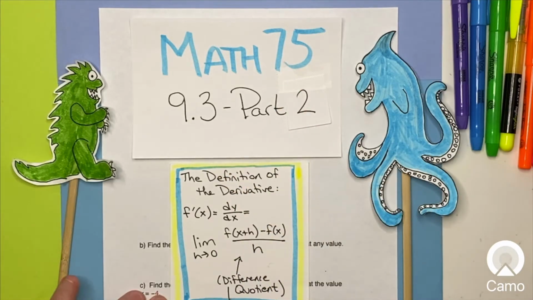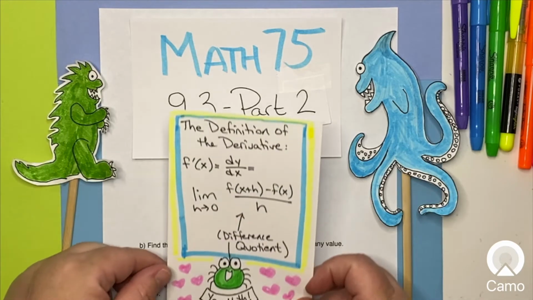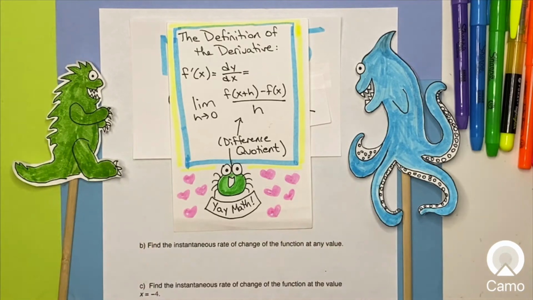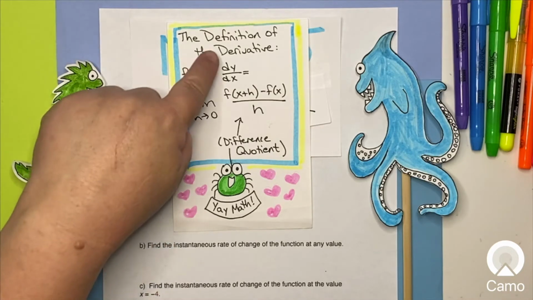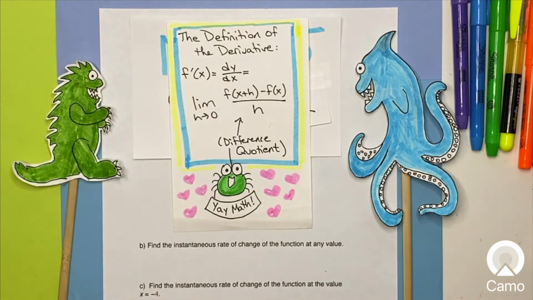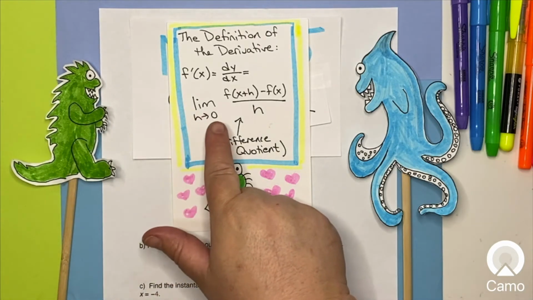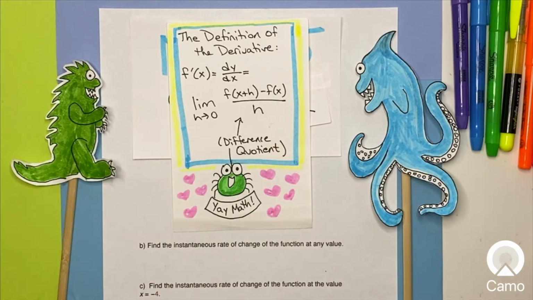And I have a lovely helpful card in case you'd like to take a little screenshot of that. I've written out the definition of the derivative. F prime of x equals dy over dx or dy dx, or the derivative of y with respect to x, and that's equal to the limit as h approaches 0 of the difference quotient. Yay, math! We're going to need this because we're going to be using it in 9.3.